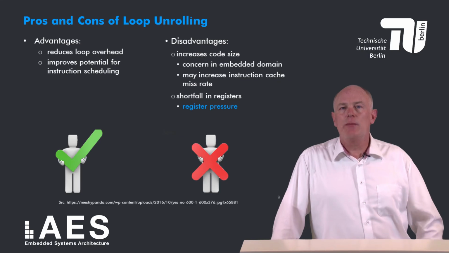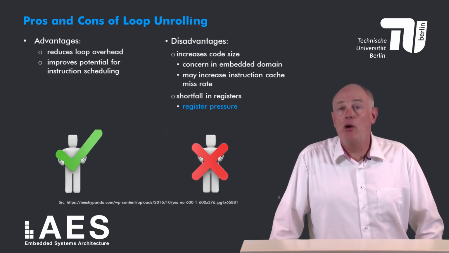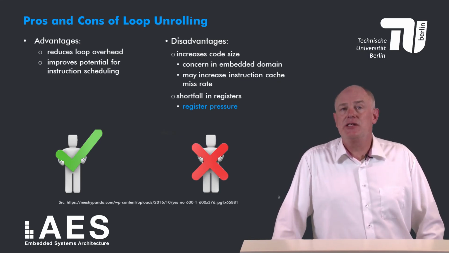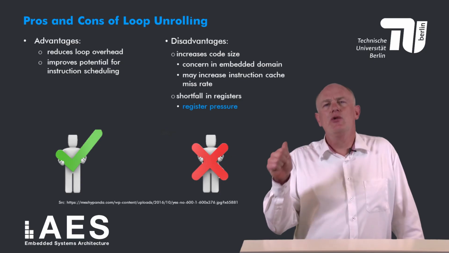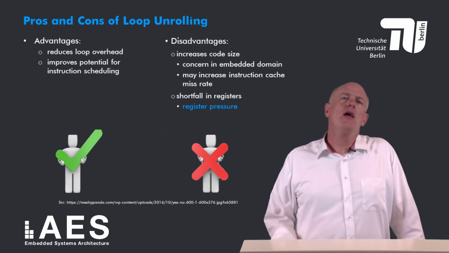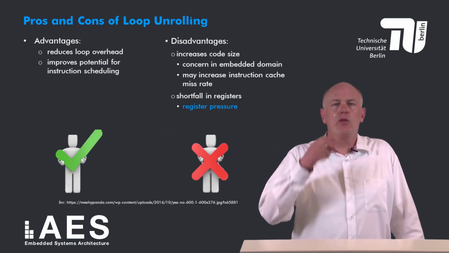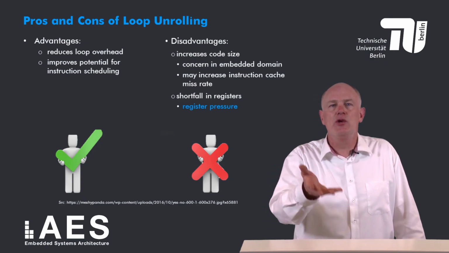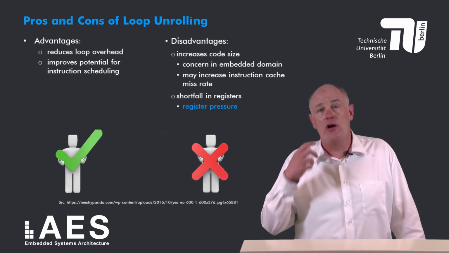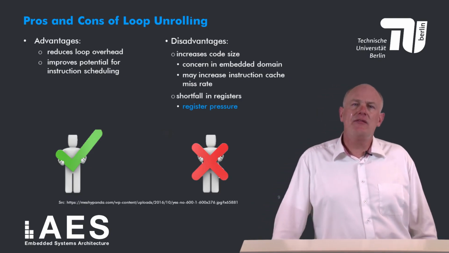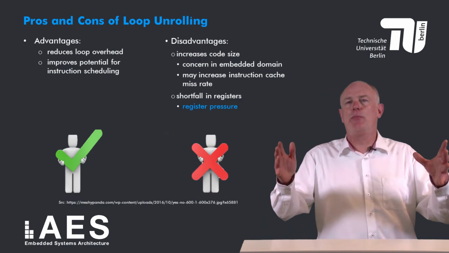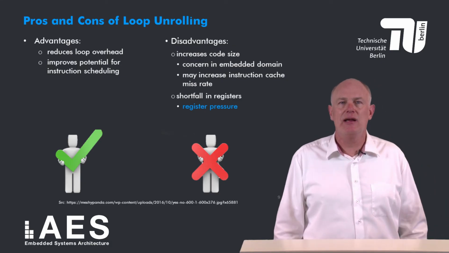Finally, a few words about the advantages, the pros, and the disadvantages, the cons of loop unrolling. The advantages of loop unrolling are: first, it reduces loop overhead. Loop overhead is incurred once per loop iteration, so reducing the number of iterations as unrolling does reduces the overhead. The second advantage is that it improves the possibilities for instruction scheduling.